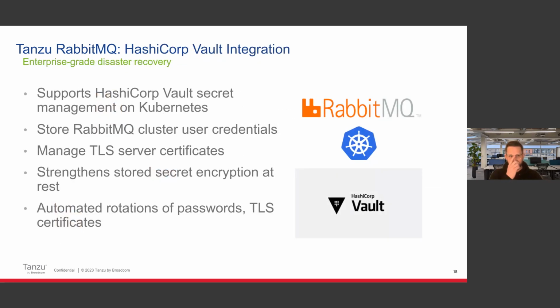The next integration, the plugin that we have, is a HashiCorp Vault integration. This is only available in the Kubernetes offering, so I won't spend lots of time on this, but this has been developed in conjunction with one of our customers, and essentially allows you to integrate your HashiCorp Vault secret management into RabbitMQ. And so it allows for easy rotation of those credentials when you're using HashiCorp Vault.